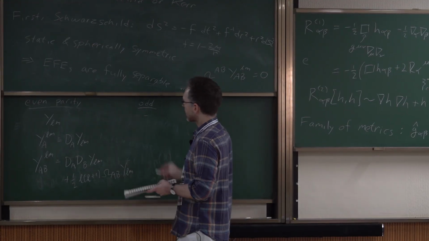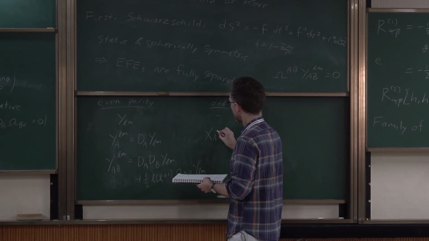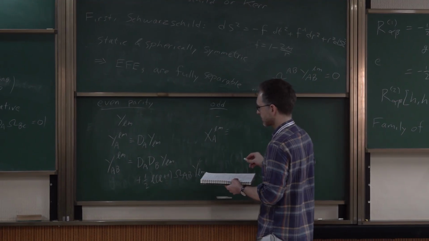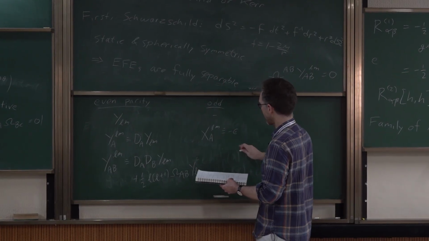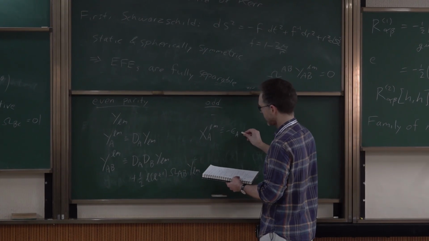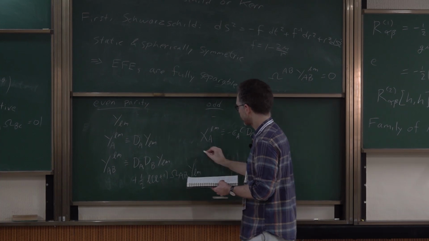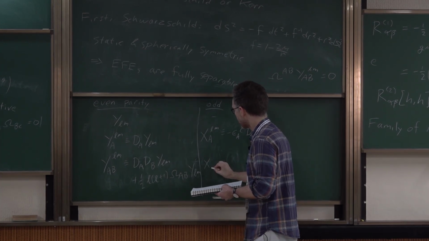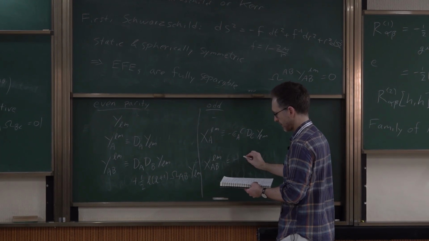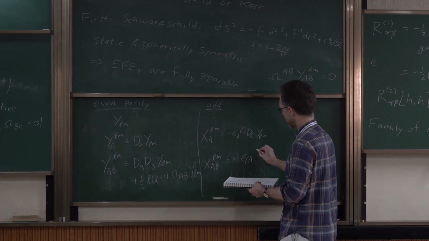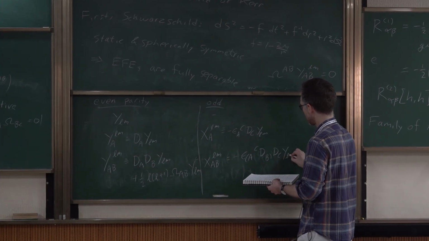Now, the odd parity ones, we don't have any scalar odd parity harmonic. But we do have a vector odd parity harmonic. And so all the odd parity harmonics always involve this Levi-Civita tensor. So epsilon_A^C D_C Y_LM. And then the tensor harmonic is minus epsilon_(A^C D_B) D_C Y_LM.